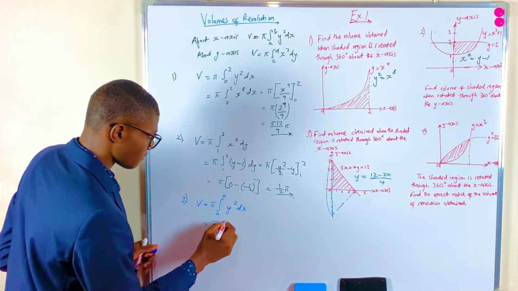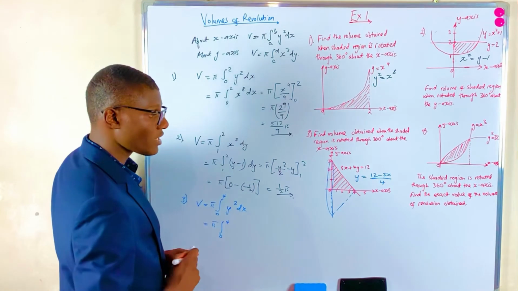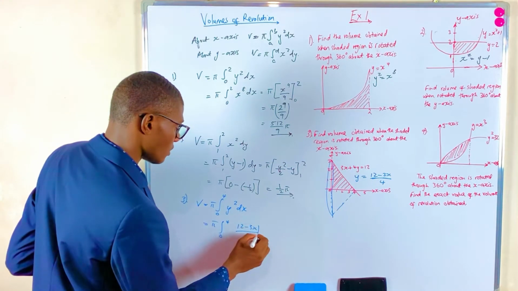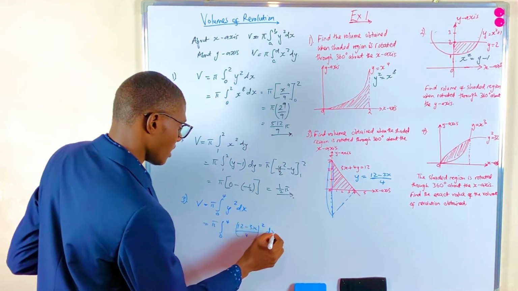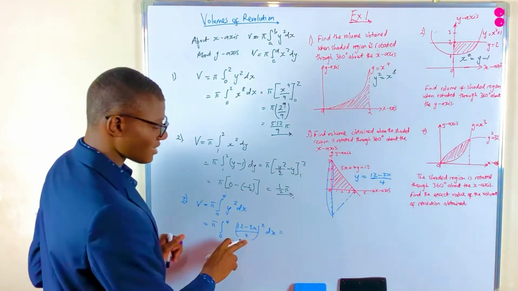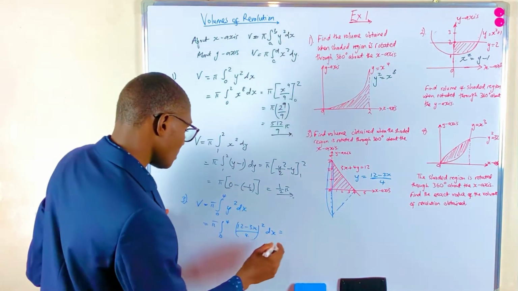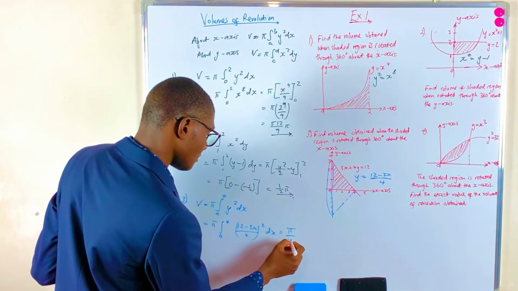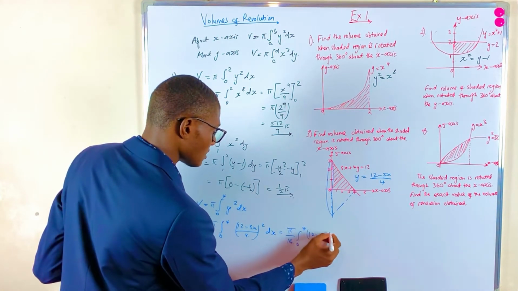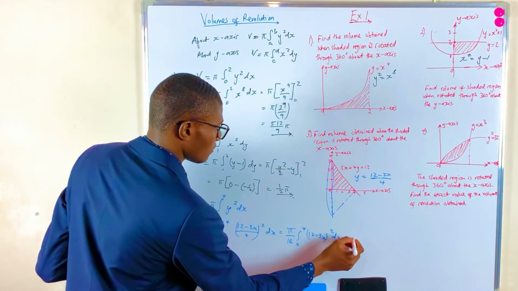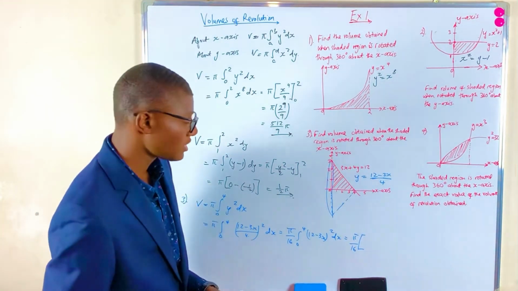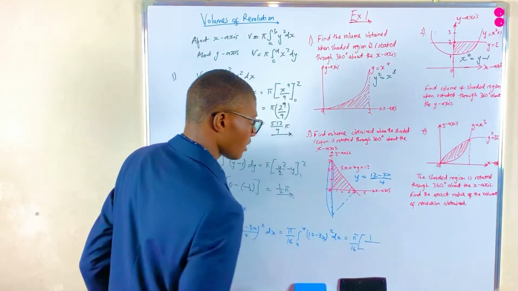pi integral from 0 to 4 of y squared. Y squared would be 12 minus 3x over 4, squared, like this, dx. Now simplifying that, we can take out the 16 here, 1 over 16, such that we've got pi over 16 integral from 0 to 4 of 12 minus 3x, squared, dx.